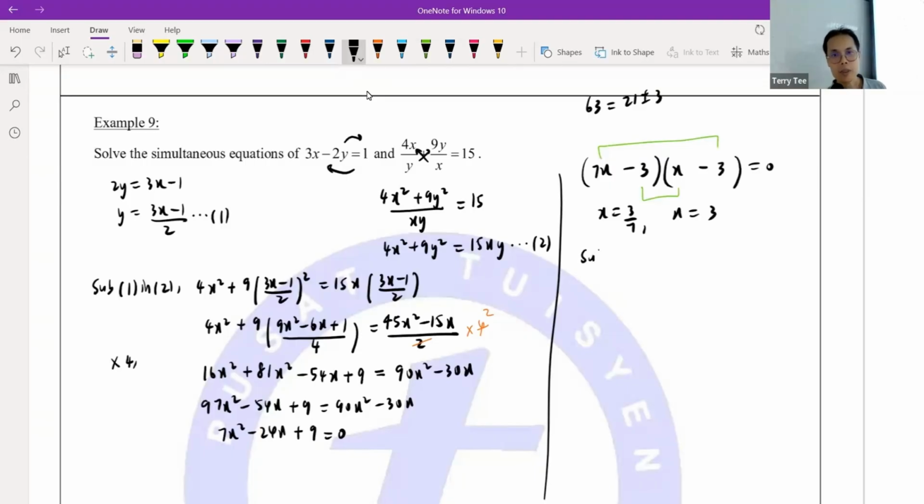Then we sub inside which equation? Equation number 1. Find your y. 3 over 7 minus 1 over 2, and 3 minus 1 over 2. This one is 9. 9 minus 7 is 2. 2 over 7, you divide 1 over 7. This is 9 minus 1, 8. 8 over 2, you get 4. There you go. This is your answer for x and your answer for y.